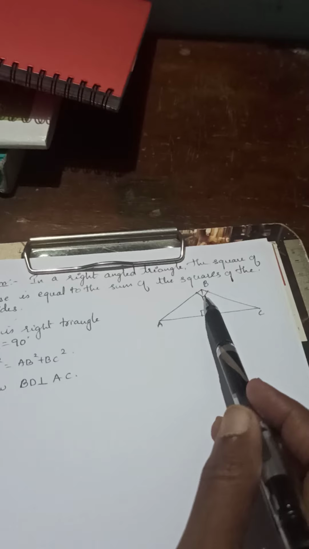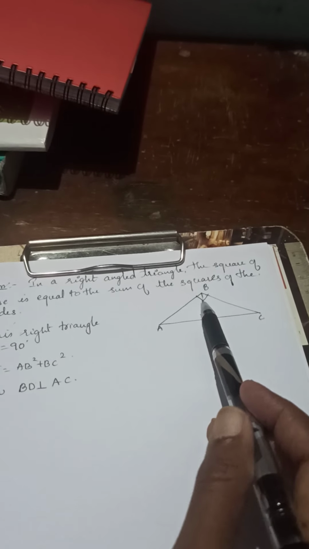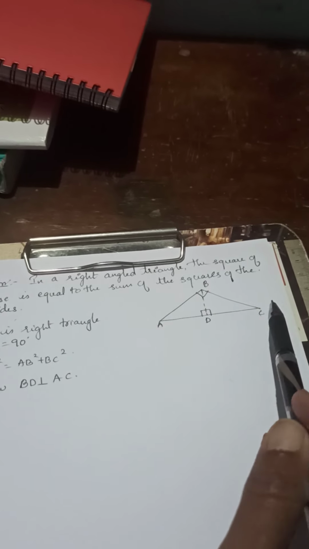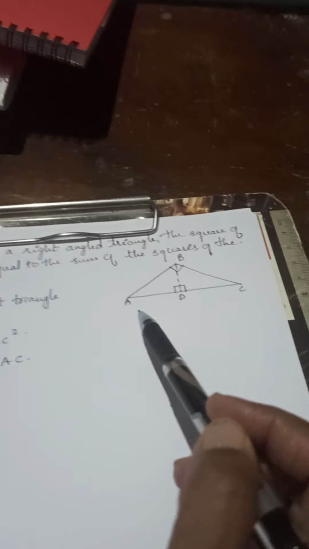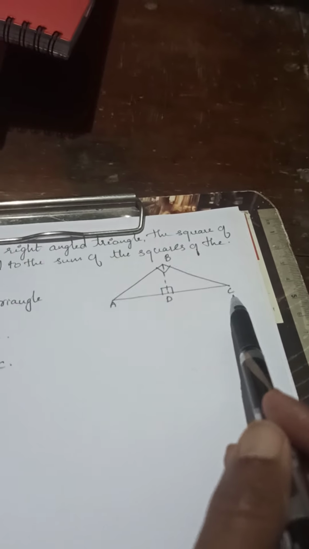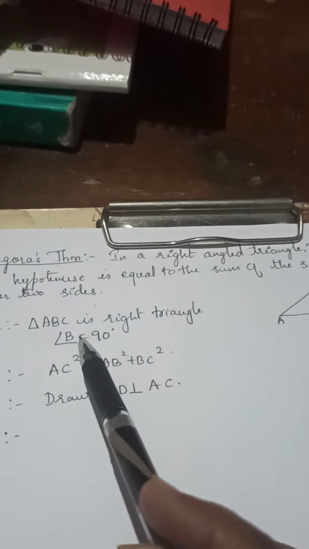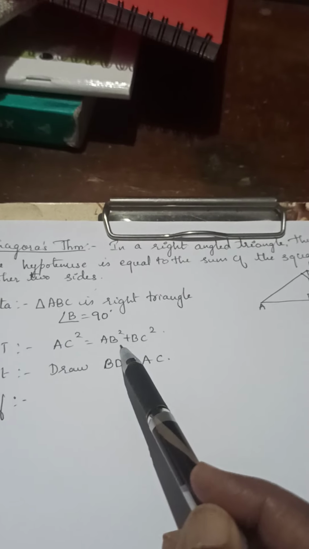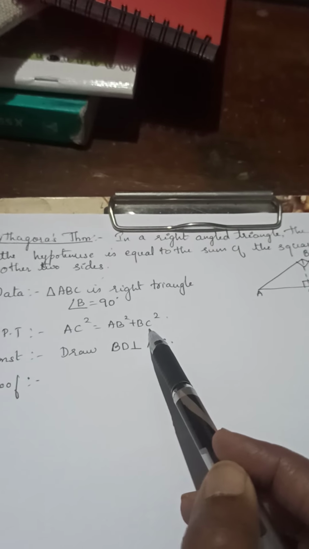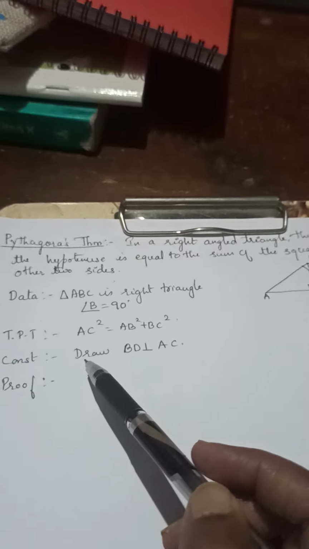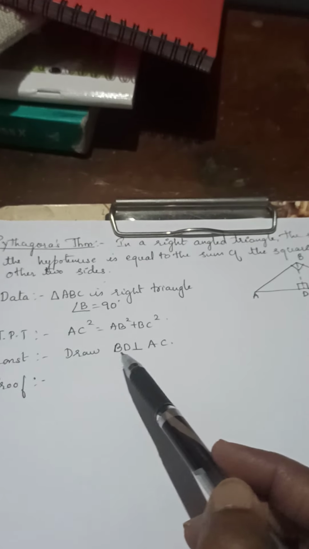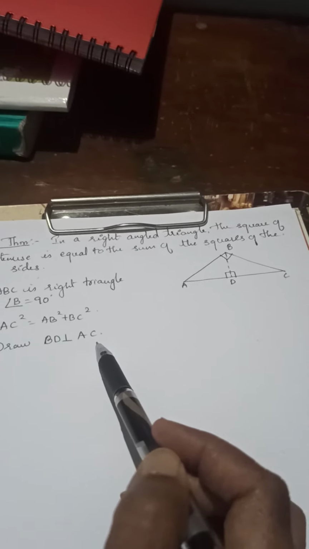Last class we learned that the side opposite to the 90 degree angle is called the biggest side. So here we know that AC is the biggest side. Here we have to prove that AC square is equal to AB square plus BC square. For that we do a construction, that is, draw BD perpendicular to AC.